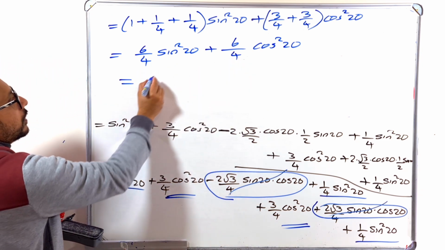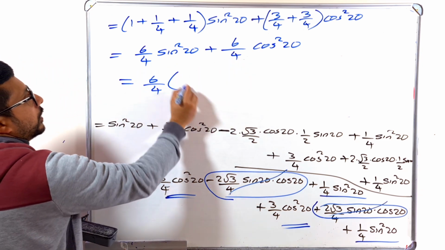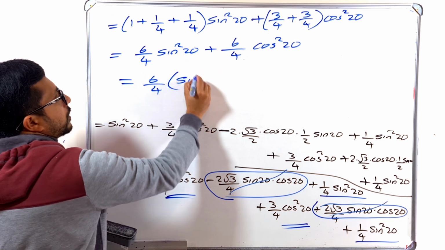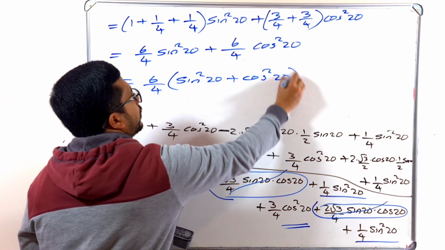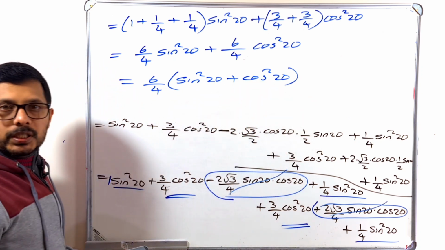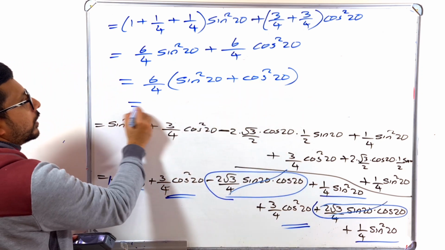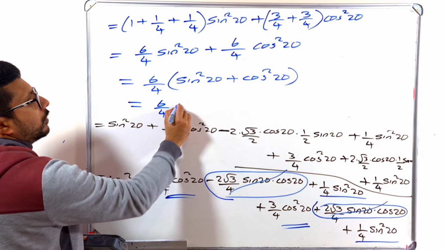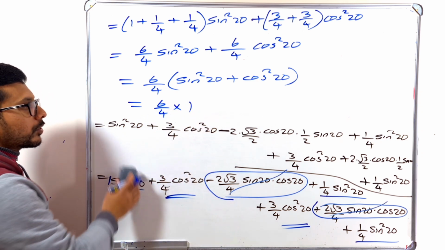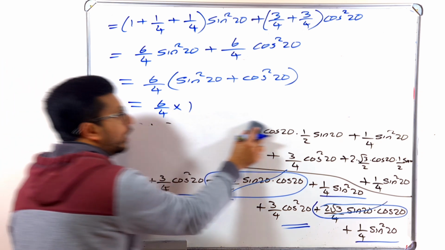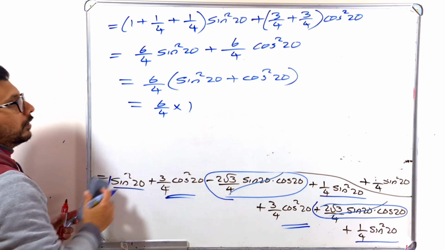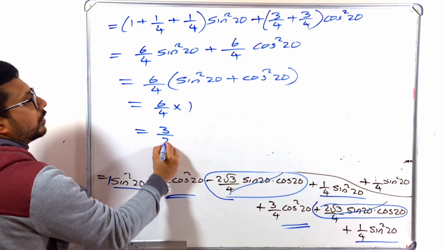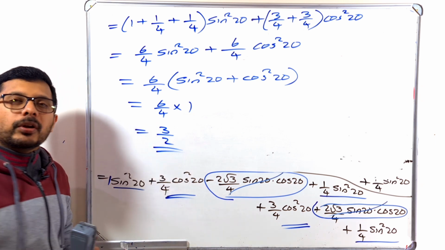That is 6 over 4 common factor, then the remaining is sine square 20 plus cos square 20. Sine square 20 plus cos square 20 is 1. So that is 6 over 4 times 1, which is 6 over 4. And when you simplify 6 over 4, what is the answer? That is 3 over 2, and that is what you want to prove.